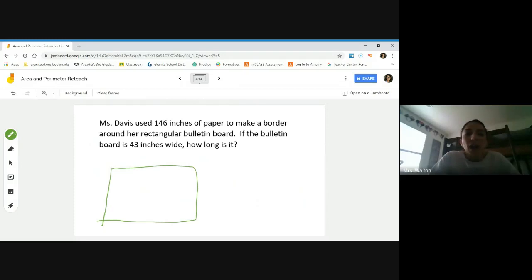So we're talking about the border. So think of like our bulletin boards in our classroom. They were talking about the outside here. So this whole entire outside area. Okay. So we're not looking at area here. We're looking at the outside. So that's going to be perimeter. So the perimeter is 146 inches long. And this is 43 inches wide.